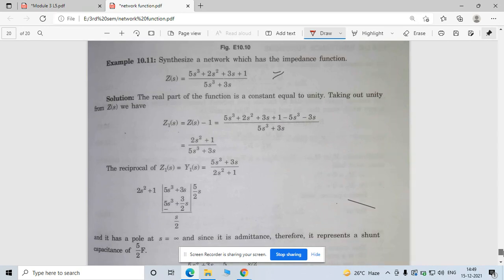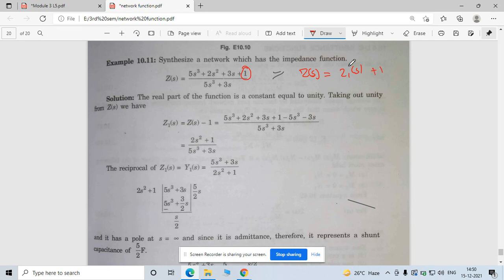Okay, now the third one is, see here, one more example is given. So here, simple, you have to remove the constant term, right? The constant term 1 is given to you, so you have to remove the 1. So first of all, the constant here is 1. So simple, this Z of s I can represent as Z1 of s plus 1.